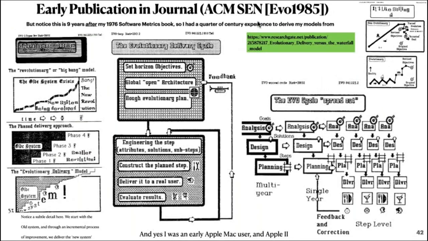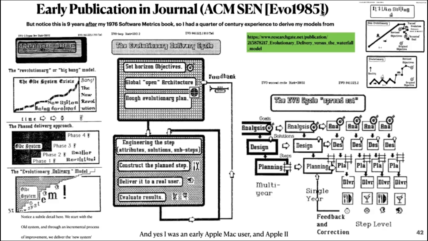And then another 9 years, 1985, I'm getting very mature. I'm 45 years old at this point, and I started working when I was 18 at IBM. And I got a new Apple Mac, and I'm having a lot of fun writing diagrams of the EVO method. Okay. And a lot of people credit this as one of the earliest published papers on Agile.